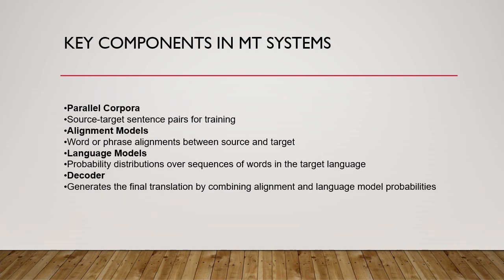Key components in machine translation systems: parallel corpora, aligned sentence pairs for training; alignment models, which link words or phrases between source and target; language models, which predict word sequences in the target language; and lastly, the decoder, which generates the final translation.